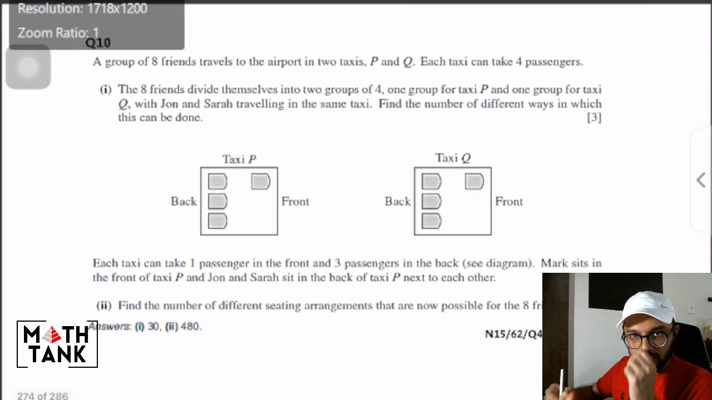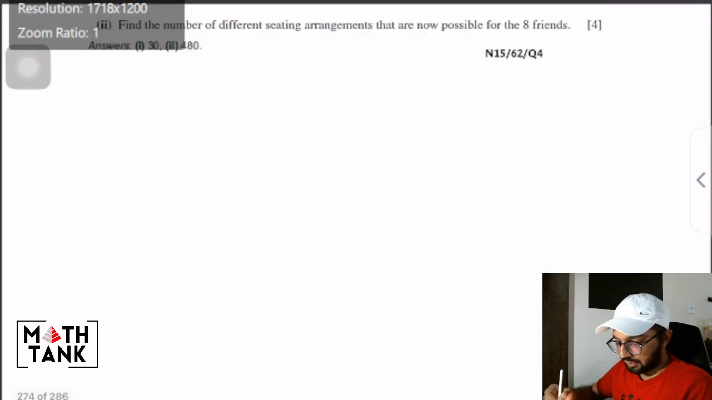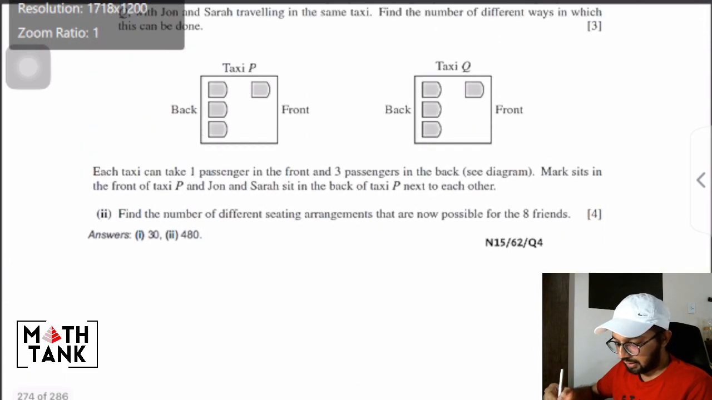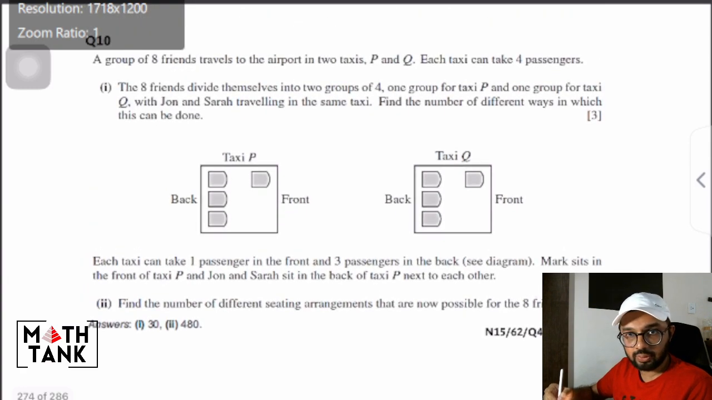That's question number 10. It says a group of 8 friends travel to the airport in 2 taxis, P and Q. Each taxi can take 4 passengers. The 8 friends divide themselves into 4, one group for taxi P and one group for taxi Q, with John and Sarah traveling in the same taxi. Find the number of different ways in which this can be done.